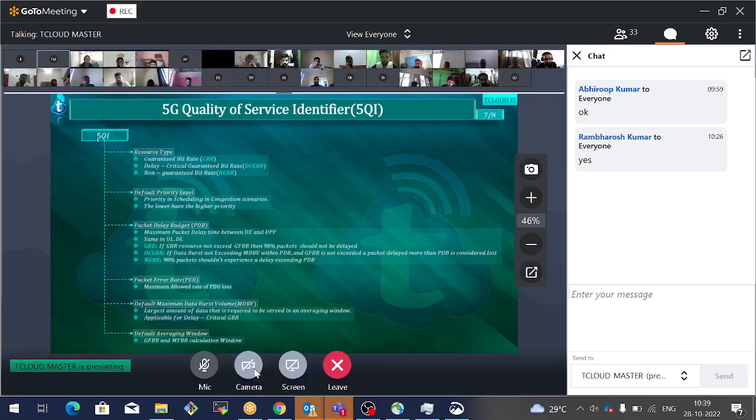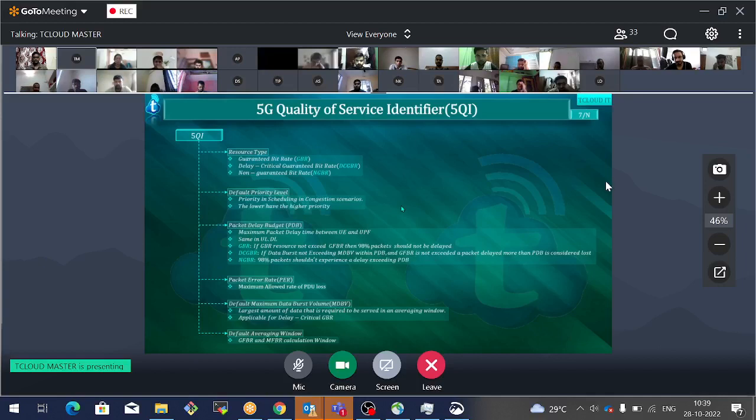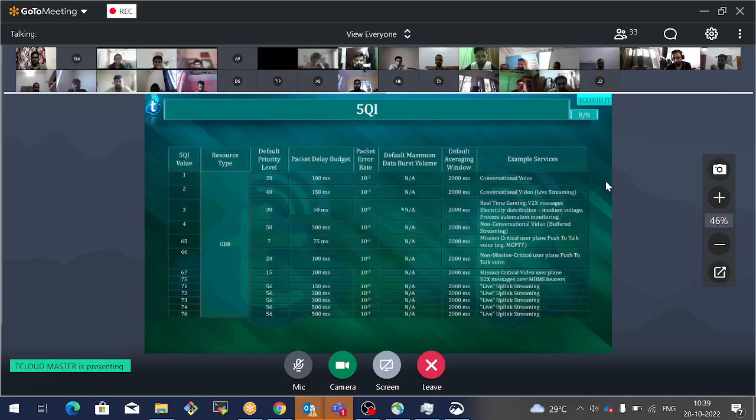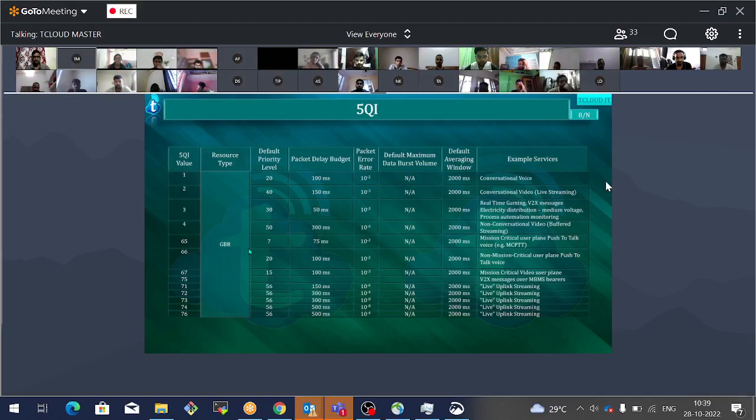So now what are those standardized values of 5QI that we have? These are the standardized 5QI values that are applicable for GBR bearers or GBR QoS flows. The 5QI values 1, 2, 3, 4, 65, 66, 67, 75, 71, 72, 73, 74, 76. So these many 5QI values are already pre-identified.